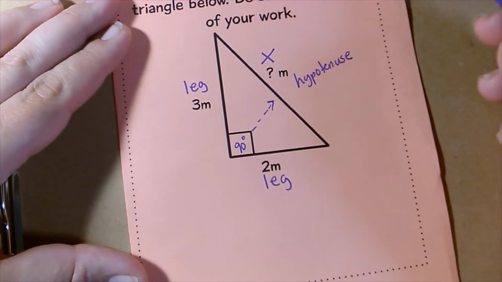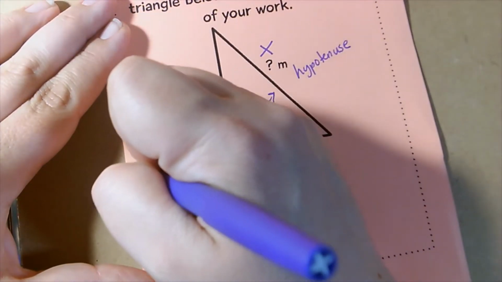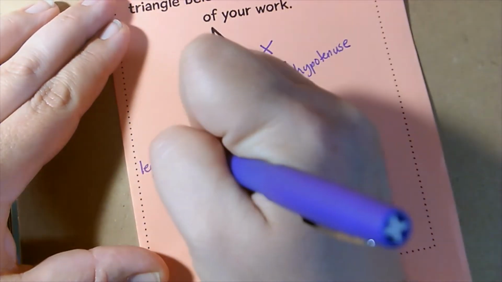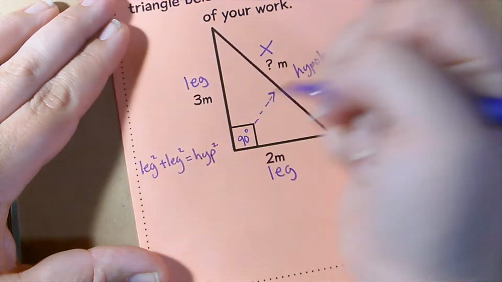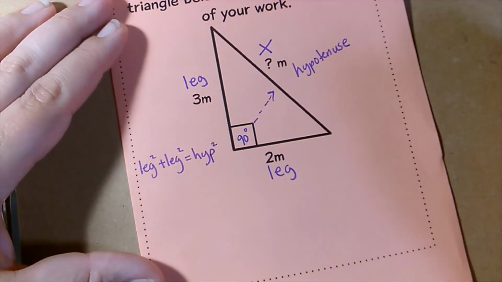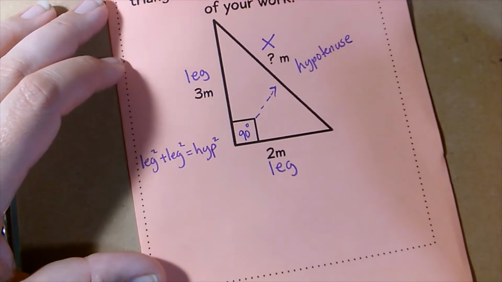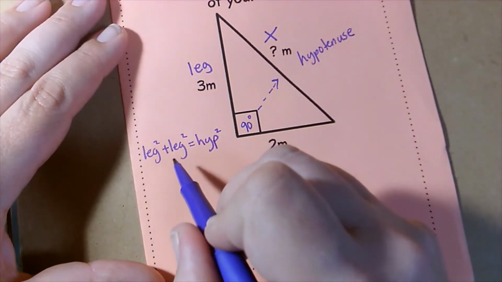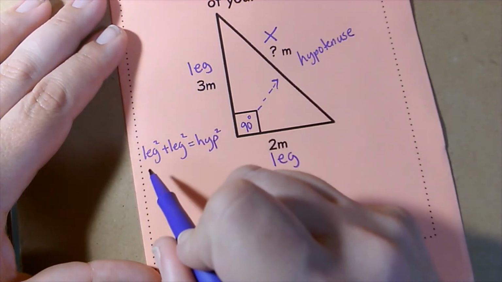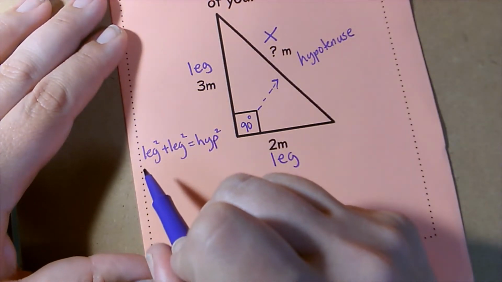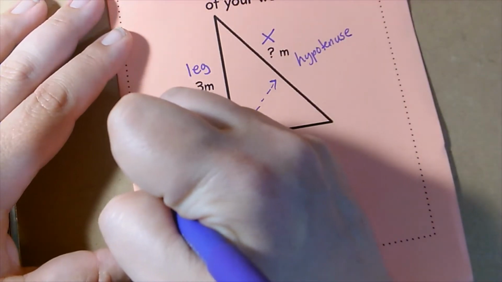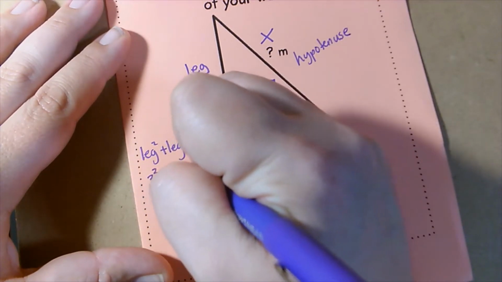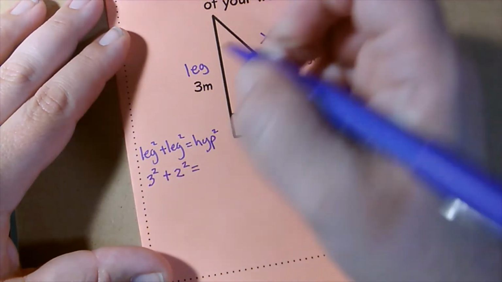So I'm going to start by writing my formula. Leg squared plus leg squared equals hyp squared. Do you have to write this every single time? If you get real good at it, you won't need to write it every single time, but I write it just to make sure I put all the numbers in the right spots. Since it starts with leg squared plus leg squared, I can start with 3 as this leg, or I can start with 2 as this leg. It doesn't matter. I'm just going to choose to do 3. 3 squared plus the other leg squared, which is 2 squared, equals hyp squared, which I marked as x, so I'm going to put x squared.